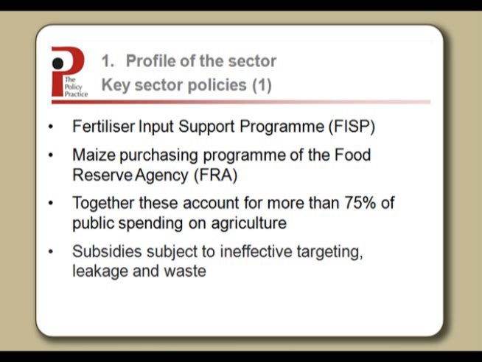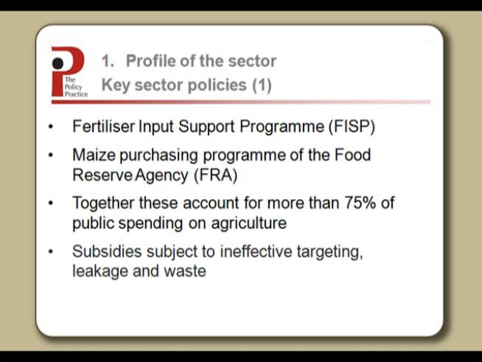In 2010-2011, the FRA bought up 83% of the smallholder crop, and the 2 programs together accounted for a massive 75% of public expenditure in the sector since 2010. The 2 programs and their effects have been intensively studied and criticised. The subsidies that they provide have been shown to be ineffectively targeted and subject to leakage and waste.